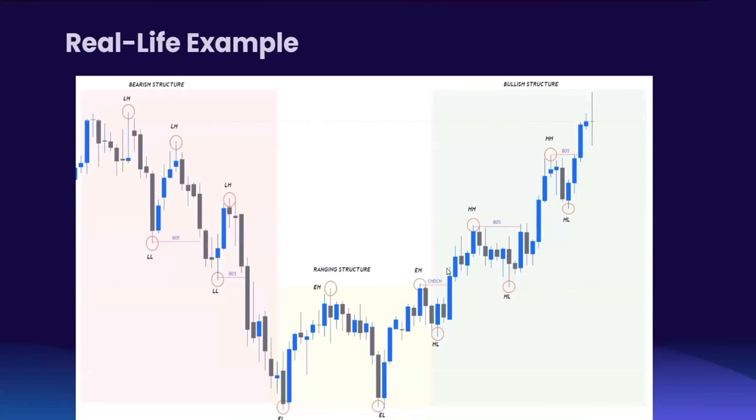Okay, guys? Again, we will go back over this when we dive deeper into the setups, but this is very basic. You must all know this. You must all be able to identify market structure immediately when you open the charts.